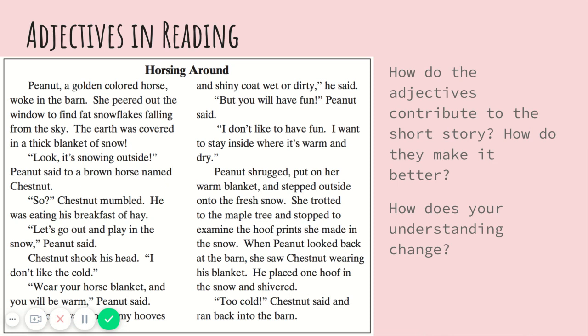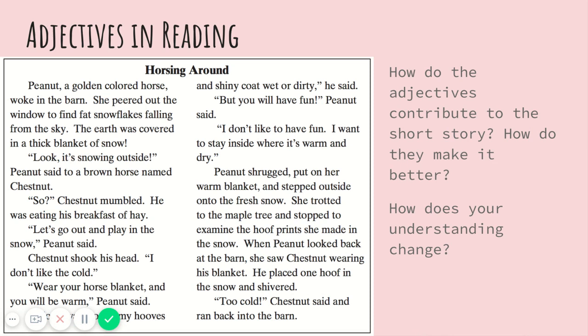This short story is called Horsing Around. Peanut, a golden-colored horse, woke in the barn. She peered out the window to find fat snowflakes falling from the sky. The earth was covered in a thick blanket of snow. "Look, it's snowing outside," Peanut said to a brown horse named Chestnut. "So," Chestnut mumbled. He was eating his breakfast of hay. "Let's go out and play in the snow," Peanut said. Chestnut shook his head. "I don't like the cold."